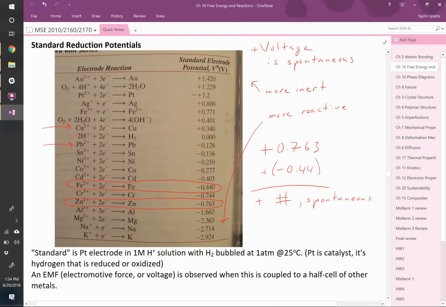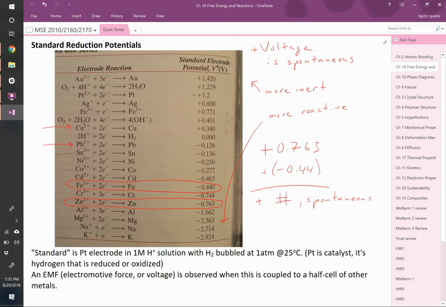The reason why is because right now, lead is negative 0.126, copper is 0.34. The one that's more negative is lead, right? So you're going to flip it, and it becomes a positive number. When you add 0.34 plus now positive 0.126, you get a positive number. That's correct. If you did it the other way, you're going to end up with a negative number, which tells you that you did it wrong because that's no longer spontaneous.